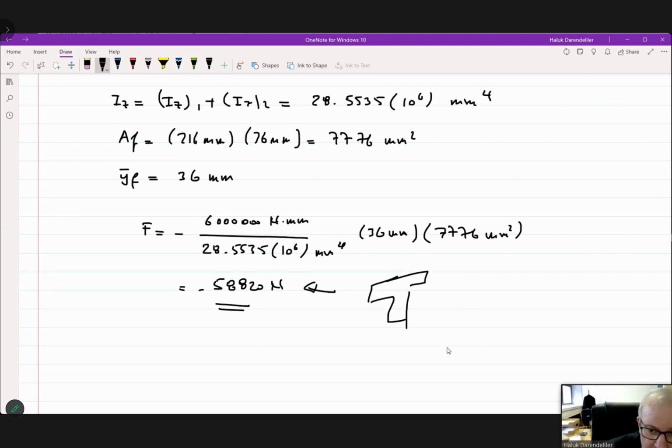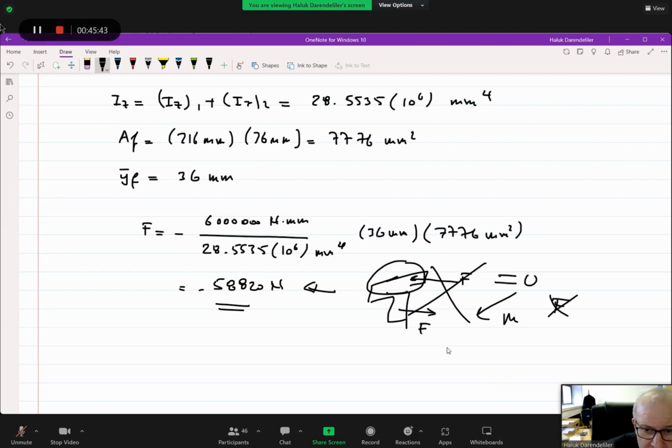Because here there is only moment. As a result, if there is a compressive force in the portion that we have calculated, there must be the same amount of tensile force at the bottom. So when we add them, it should add to zero. Is this clear?